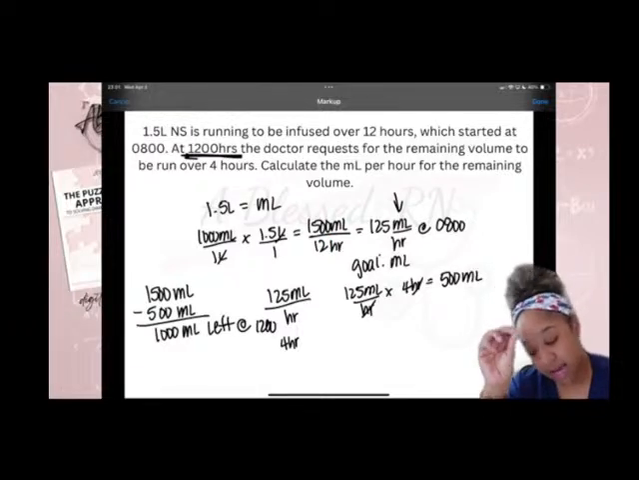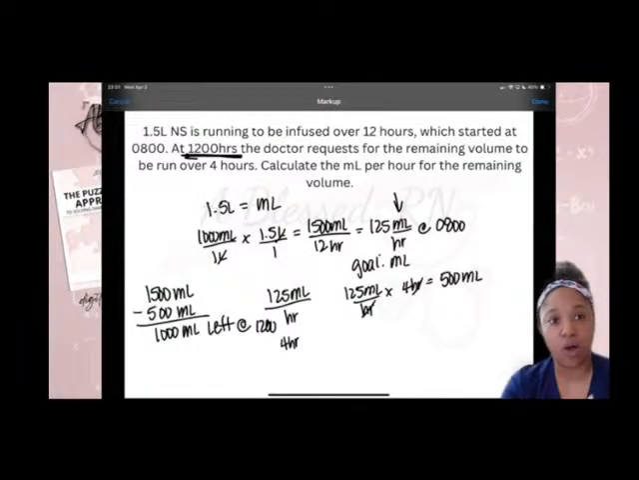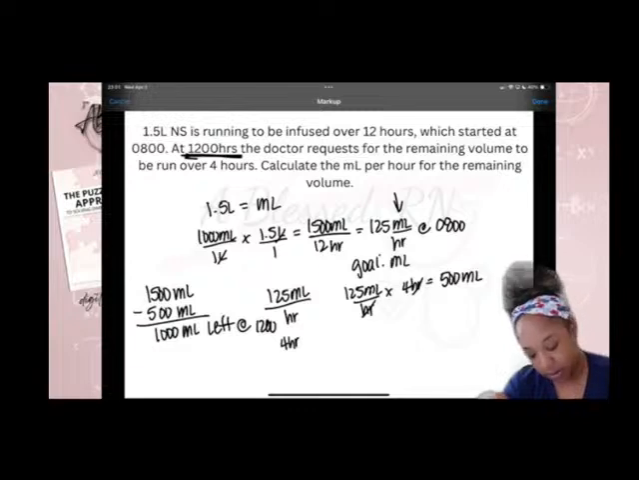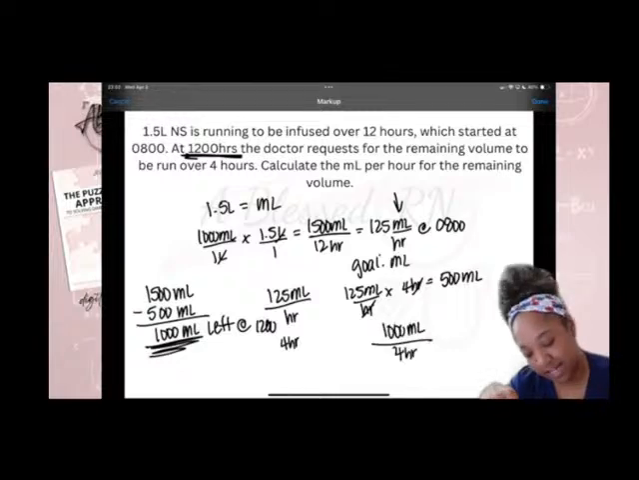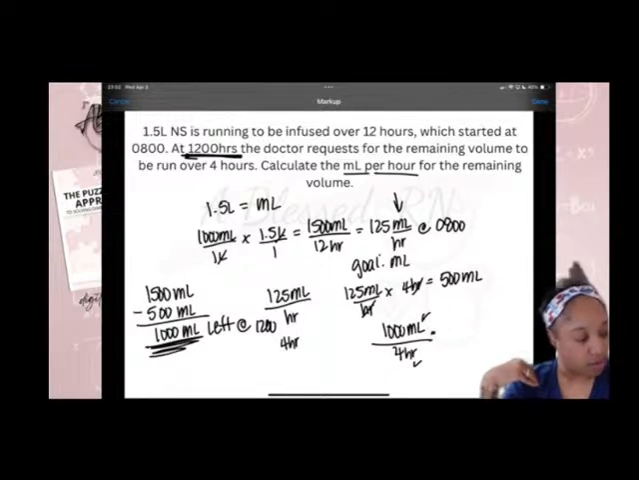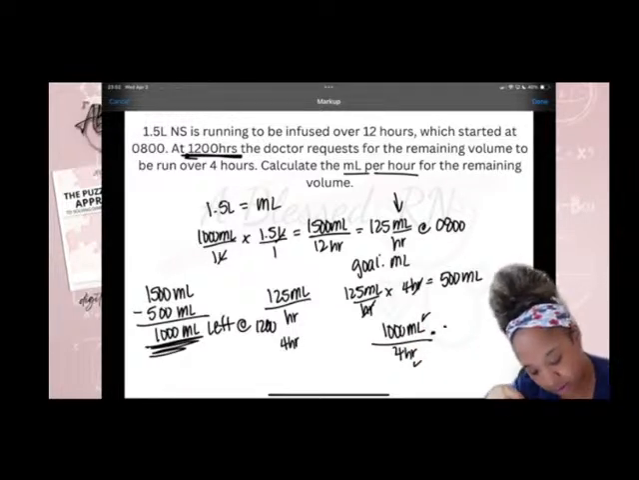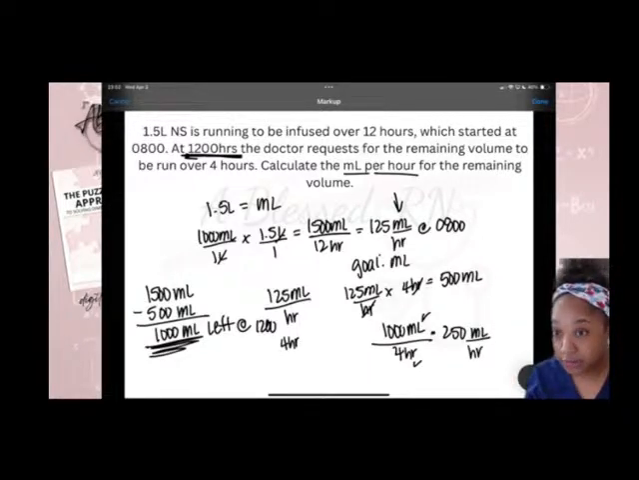So, at 12 o'clock, he says I want the rest of that to go in over 4 hours. So this is what's left, right? And he said he wanted it to go over 4 hours. Calculate the milliliters per hour on the bottom. 1,000 divided by 4 is 250 milliliters per hour. So you see, we just need to do a little subtraction here. But like I said, it's still basic math.